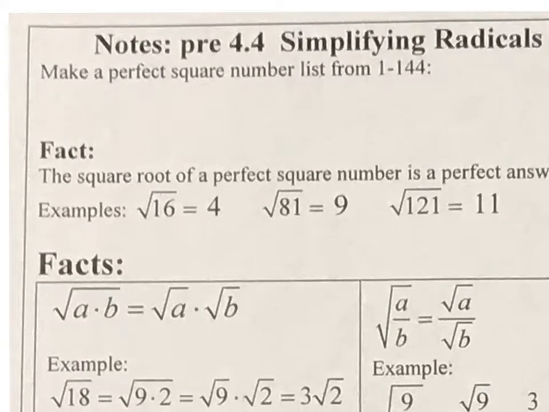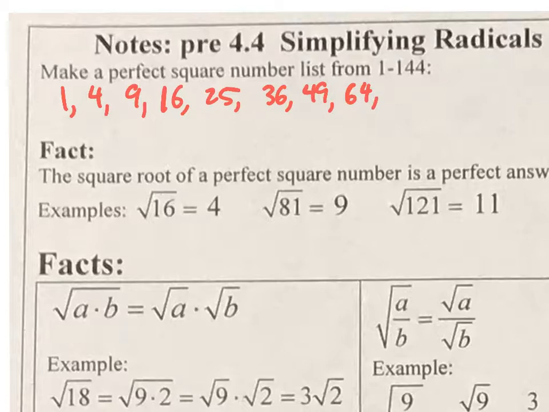Okay, so let's begin this together. It says make a perfect square number list from 1 to 144. So I hope we all know that 1 would be the first one, the next one would be 4, the one after that would be 9, and then after that, what's the next number? Perfect square number? 16. After that, 25. After that, 36. And then 49, 64, 81, 100, 121, 144, and this continues on forever.